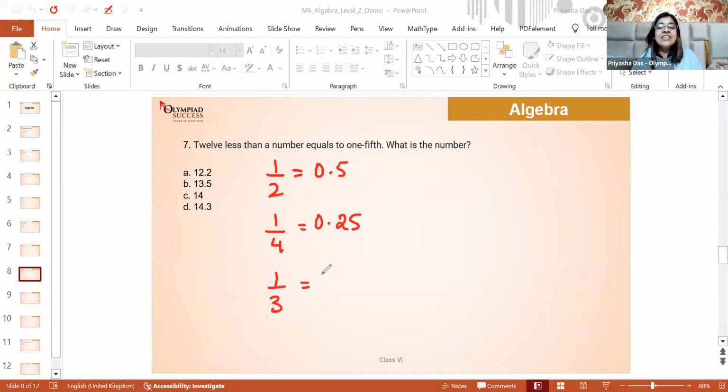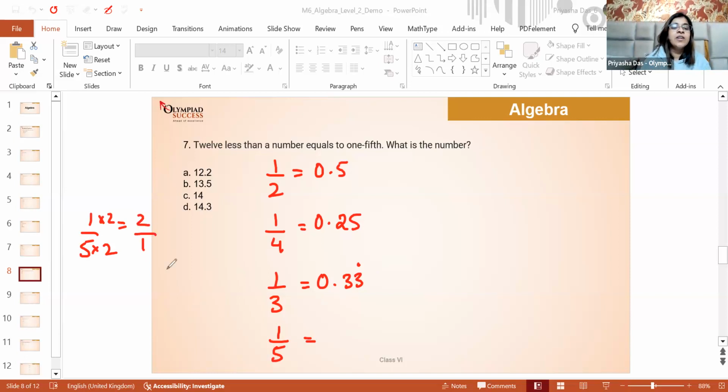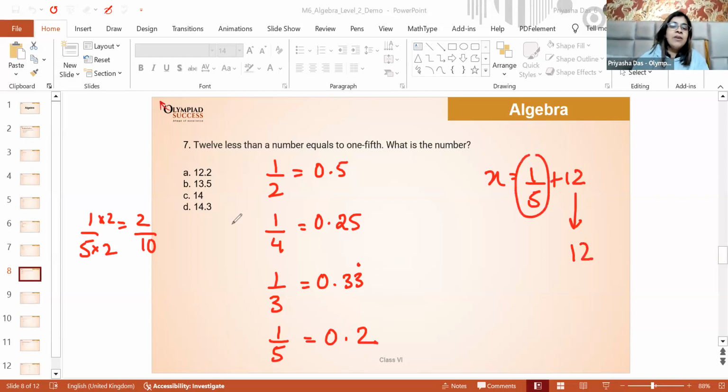1 by 3 is 0.333333 and it gets repeated. So that's why I have placed a dot over the 3. 1 by 5 is, if you try to convert 1 by 5 into 10, you will get 2 by 10 as the equivalent fraction. So that is 0.2. So the moment you say x is equals to 1 by 5 plus 12, 12 will be the whole number, and 1 by 5's decimal value will be 0.2. So 12 plus 0.2 will be 12.2. Easy? Yeah, that is the shortcut.